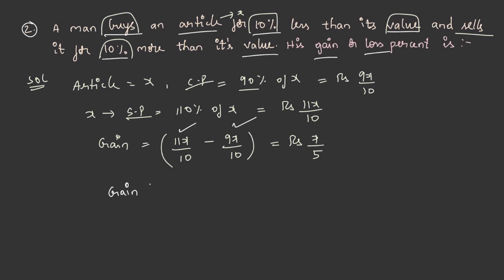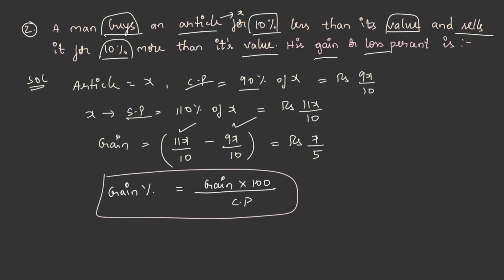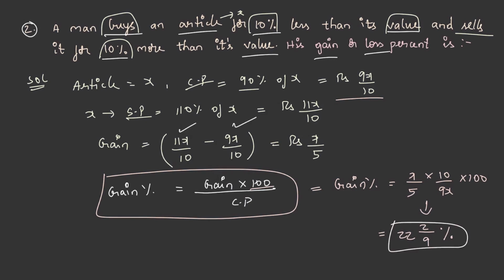Now gain percentage is equal to gain into 100 by cost price. This is the formula. On substituting the values, we get gain percentage as x by 5 and the cost price is 9x by 10. So on reciprocating it, we get 10 by 9x and we write 100 as it is. So on solving this, we get the gain percentage as 22 2 by 9 percent. This is the answer. That is the end of category 3 questions.